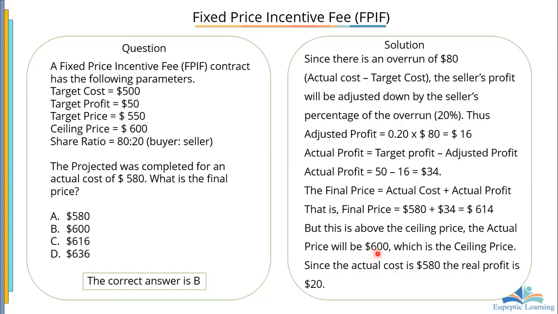600. Have you seen it here? The above price, the actual price will be what? 600. Which means that it has gone beyond 600 and it's 614. But seriously speaking, the buyer is not paying the 614. Before the contract, it was agreed that this is going to be the ceiling price. So the actual price will be what? $600.